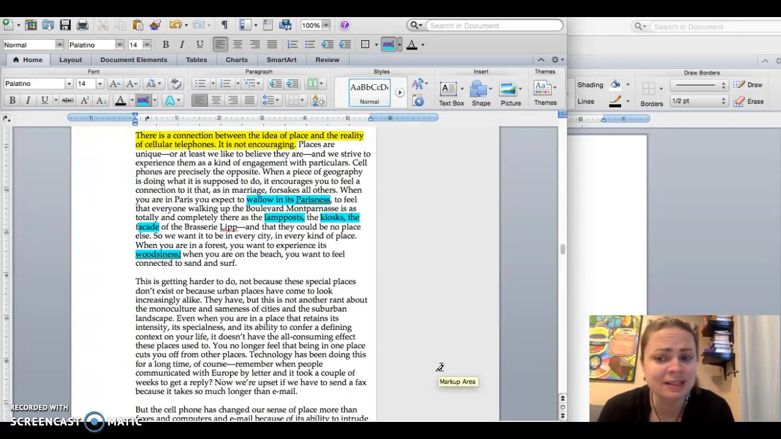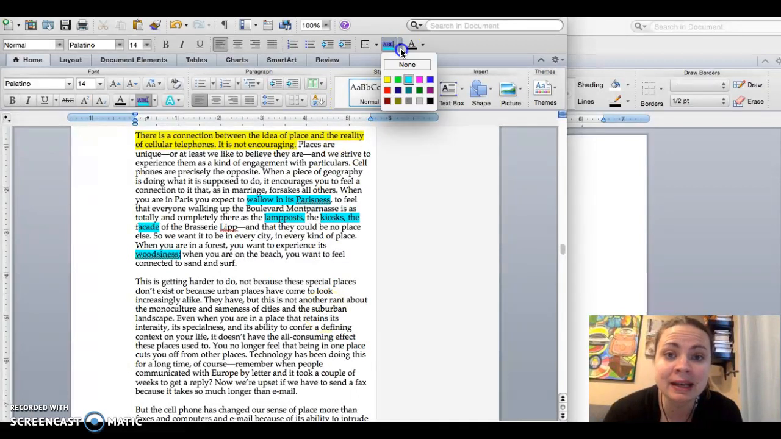And just one word that's important in this paragraph is the word monoculture. Monoculture means sameness. Mono means one. Okay, so he's saying it's not because the places are the same, but it's because of the cell phone that we are not experiencing places as well as we possibly could. Okay, so let's take a look.